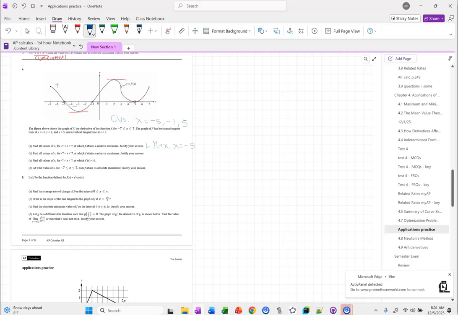At -1, what do we have? Okay, local minimum, because we go from negative to positive. And how about at 5? Neither, because we go from positive to positive. So far, so good? Okay. So there's our answers for A and B. We did them both at the same time. Everybody okay with that?